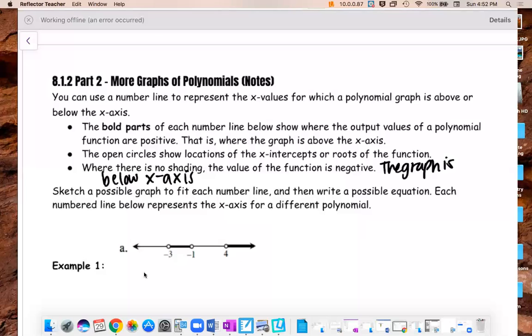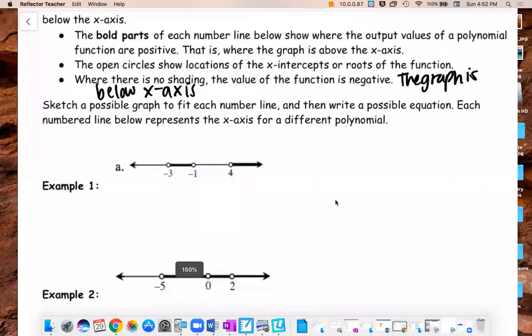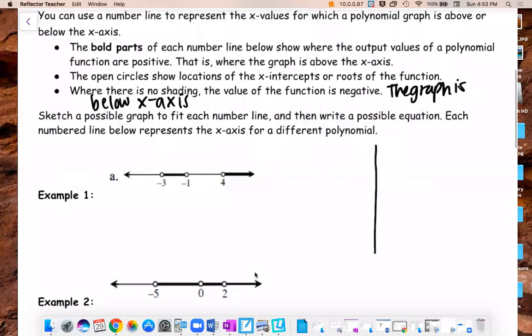So the first one is, I've given you a number line, and I'm gonna ask you to sketch a possible graph to fit each number line and then write a possible equation. Each number line below represents the x-axis for a different polynomial. All right, so we're gonna do example number 1 here. Okay, so we've got x-intercepts at -3, 1, -1, and 4. So I'm gonna start by just drawing myself a little axis over here.